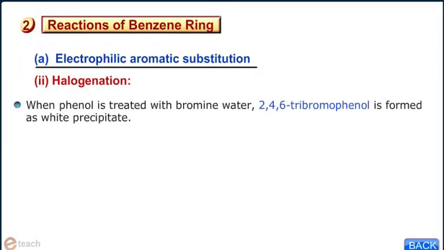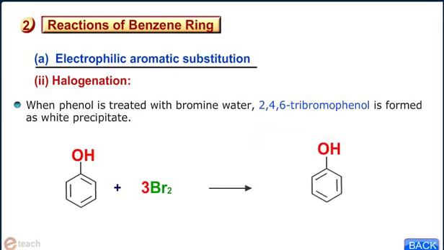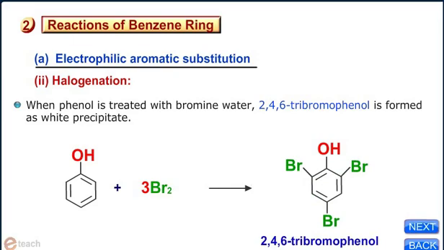When phenol is treated with bromine water, 2,4,6 tribromophenol is formed as white precipitate. Consider the reaction C6H5OH plus 3Br2 gives 2,4,6 tribromophenol.